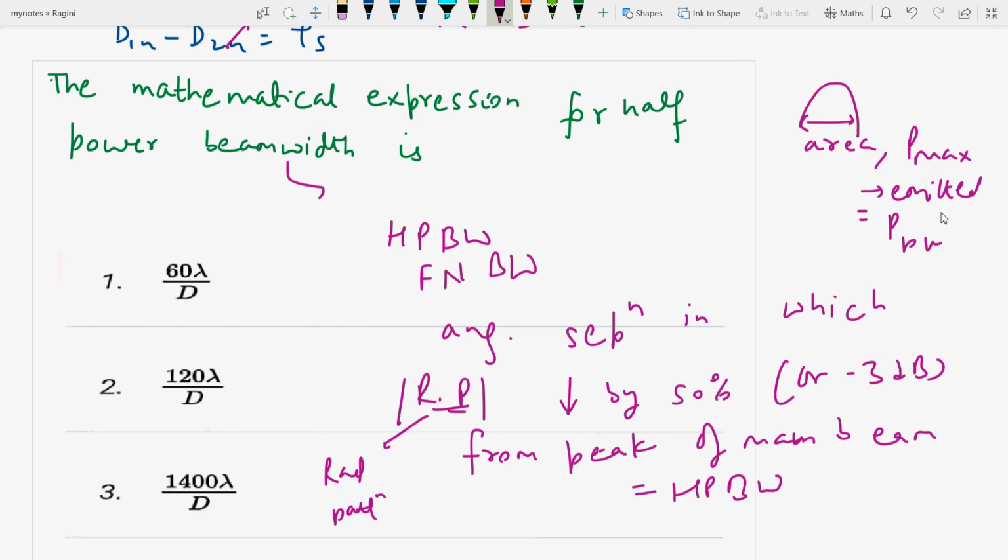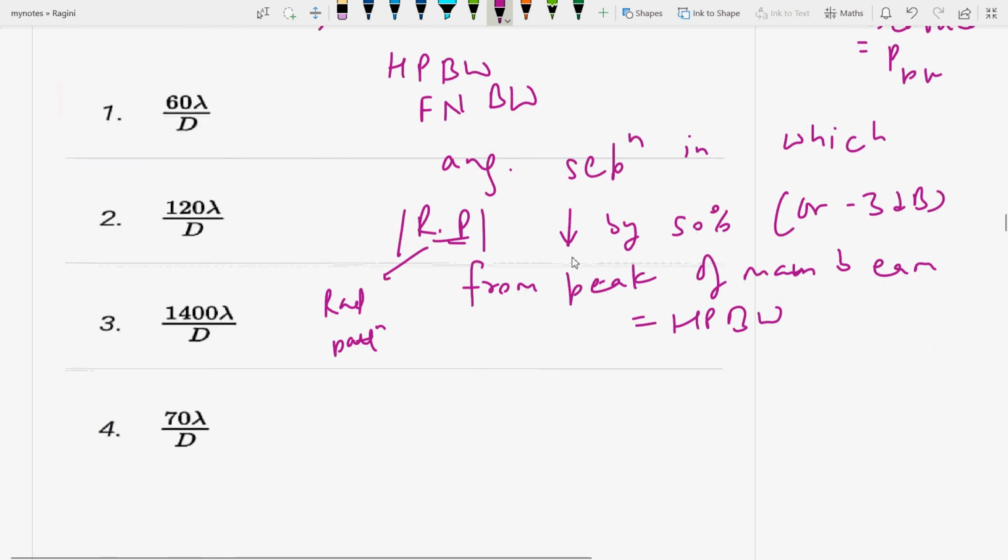Now half power beam width is the angle in which comparative power is more than 50% of peak power, the operational radiation field of the antenna. तो इसका जो एक्सप्रेशन होता है वो होता है 70 लैम्डा बाई डी. हाफ पावर बीम विड्थ इज 70 लैम्डा बाई डी.